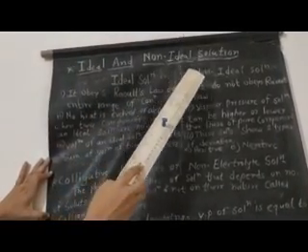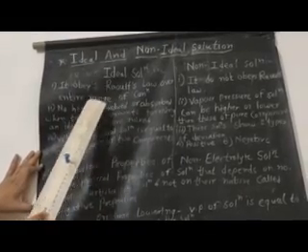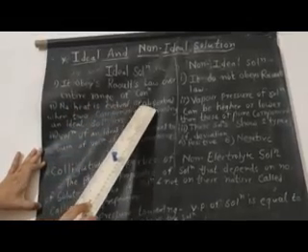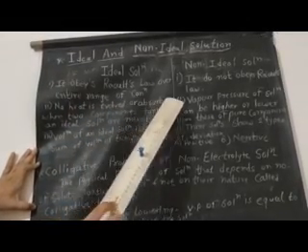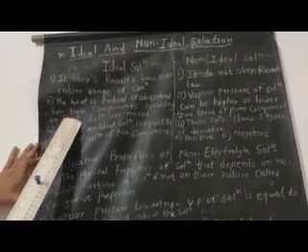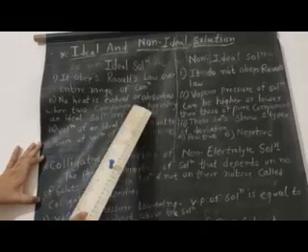The next point of the chapter Solutions is ideal and non-ideal solution. An ideal solution obeys Raoult's law over the entire range of concentration, and a non-ideal solution does not obey Raoult's law. In an ideal solution, heat is neither evolved nor absorbed. Hence, no endothermic or exothermic process occurs in an ideal solution.